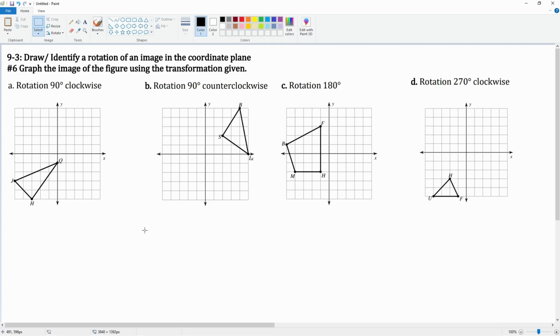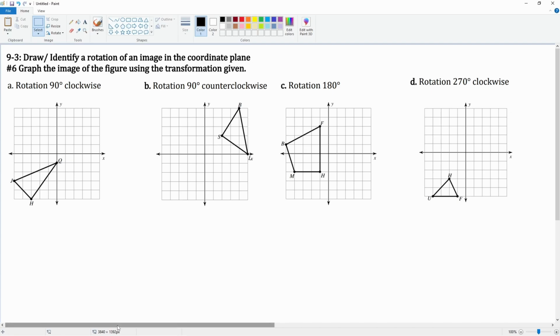9-3, you're going to draw and identify the rotation of an image in the coordinate plane. Number 6, you're just going to graph the image of the figure using the transformation here. So it's a rotation, clockwise, counterclockwise. All these rotations are very hard to do without a compass, so the best approach here is to actually use the rule.